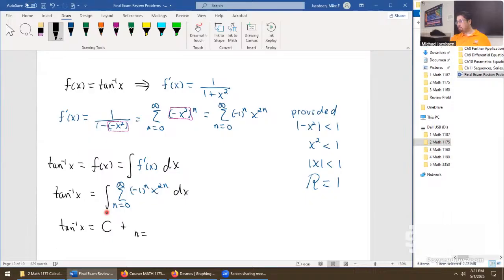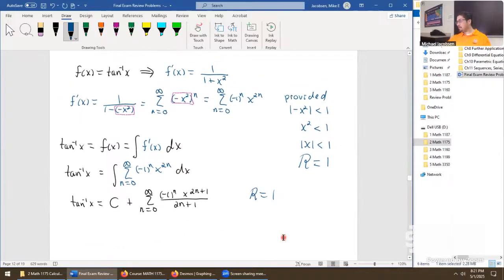Plus another sum from 0 to infinity. This one stays exactly the same as a constant. Integrating this part gives us x power 2n plus 1 over 2n plus 1. That's an x there. Let me fix that. Radius of convergence is still r equals 1. So we now have a Maclaurin series. The only thing we need to determine is what is that coefficient c right there? Well, any questions so far, folks, to this stage?